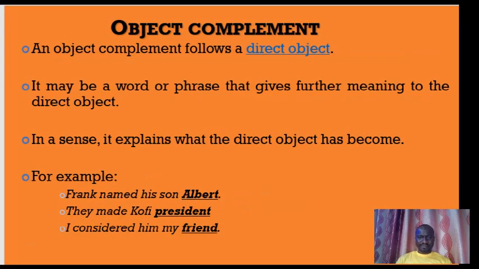Object complement. An object complement follows a direct object. Let's look at it very well. We have now subject complement, and here we are talking about object complement. An object complement follows a direct object. It may be a word or phrase that gives further meaning to the direct object. In a sense, it explains what the direct object has become.